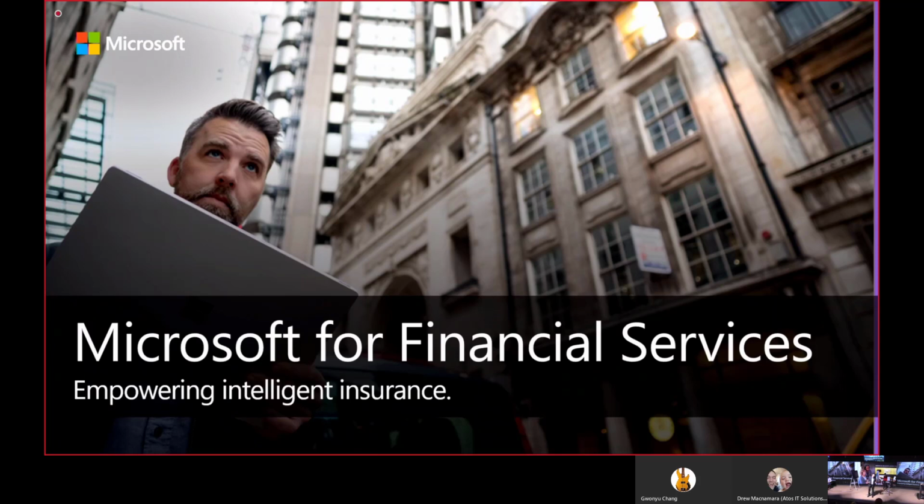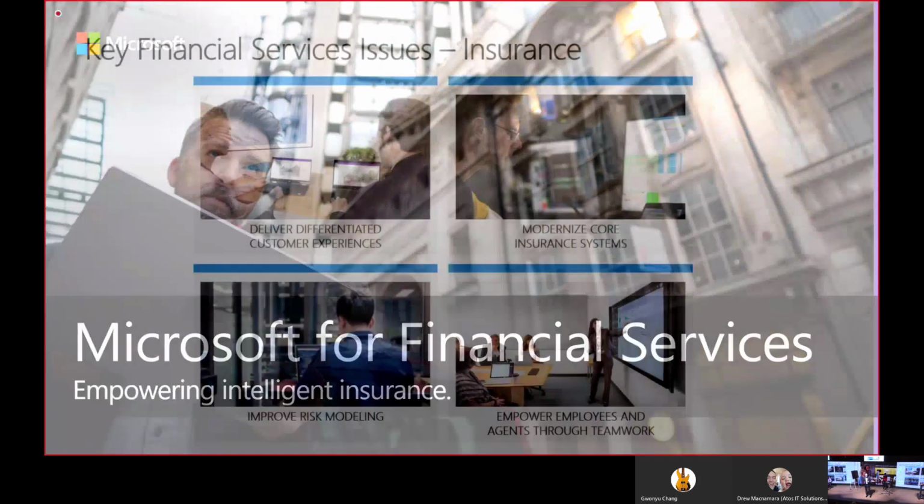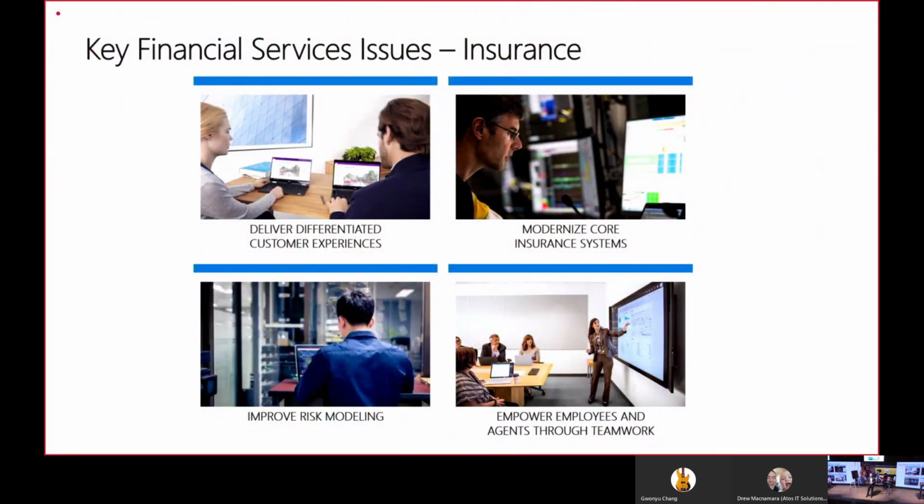To set the stage, in insurance at Microsoft, we focus on 4 key areas to help our carriers digitally transform their business. The first is differentiated policyholder experiences, deepening relationships, again, by using AI to create those new and improved experiences. Modernizing core insurance systems, moving to the cloud to reduce cost and organizational risk.